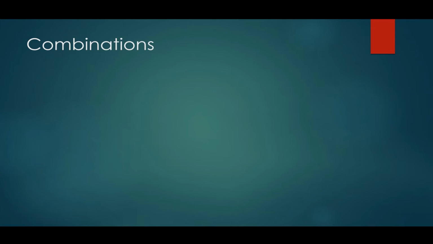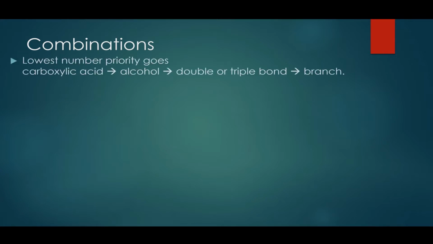All right, our final lesson with organic chemistry deals with combinations of all the previously discussed lessons. So our numbering priority is as such. Carboxylic acid should always be given the highest priority. Again, they're going to be on an end of the chain, so we'll always start by calling that carbon number 1.